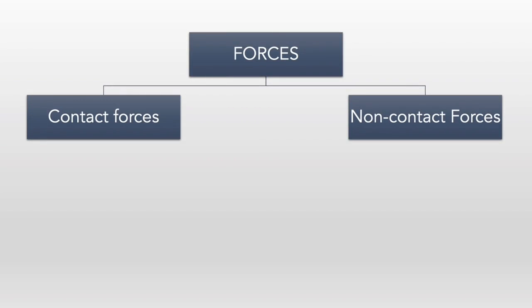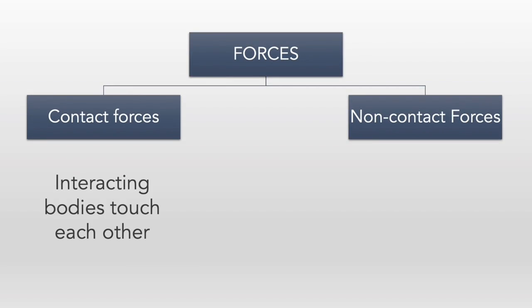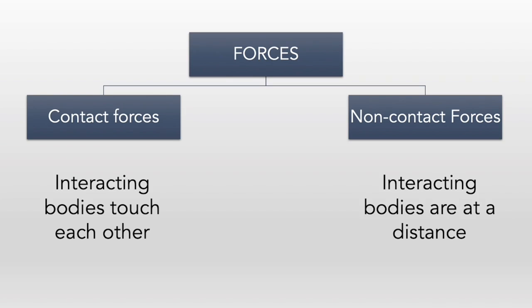Now, let us understand the different types of forces using some examples. There are two types of forces that we see around us: contact forces and non-contact forces. As the name suggests, contact forces result due to an interaction between two bodies that are in contact with each other, whereas non-contact forces result due to an interaction between two bodies that are at a distance from each other.